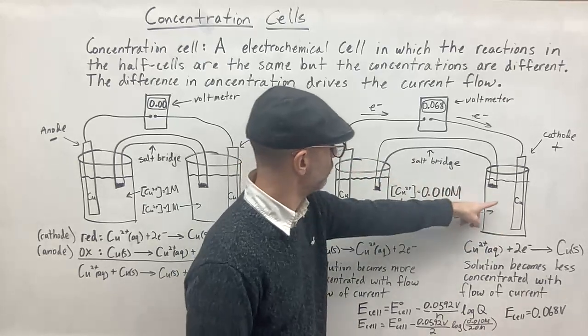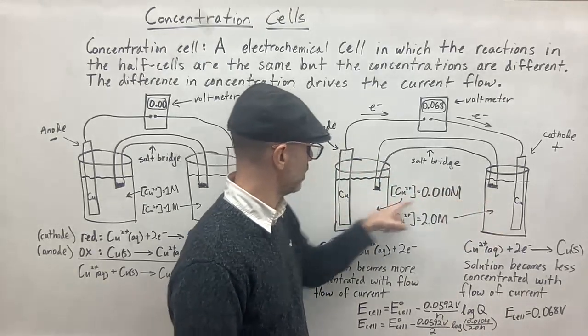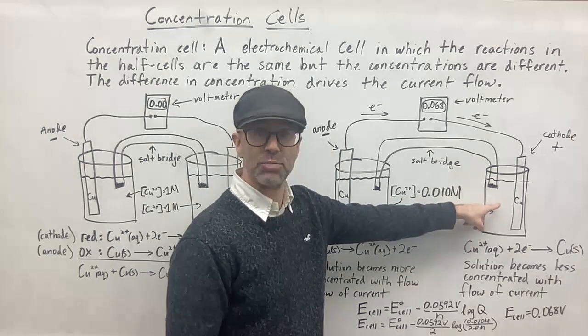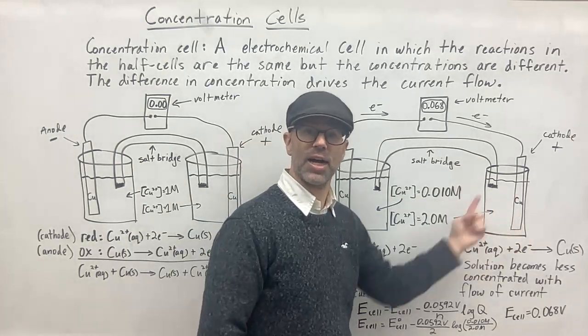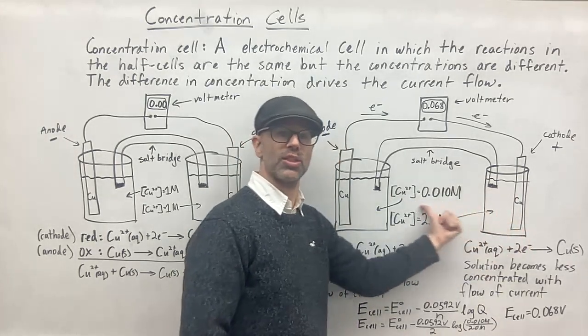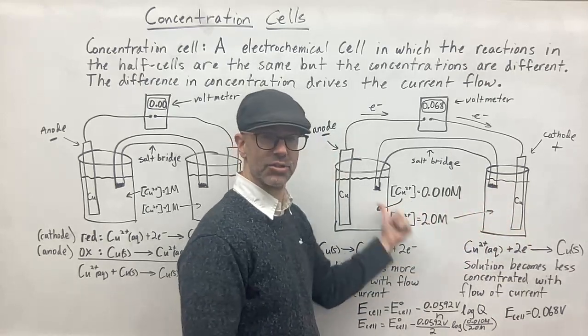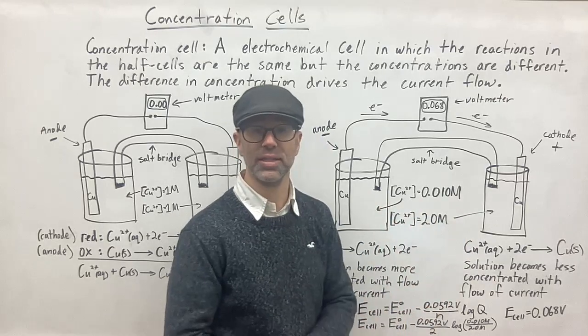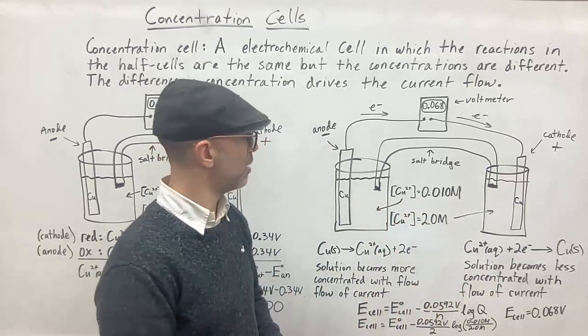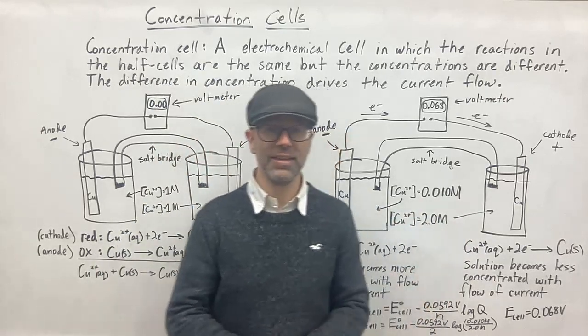If I had a bridge connected here, the copper 2 plus ions with the higher concentration here would flow this way, decreasing the concentration here and increasing the concentration here. So you're effectively doing the exact same thing. So that's what I have for you in this video.